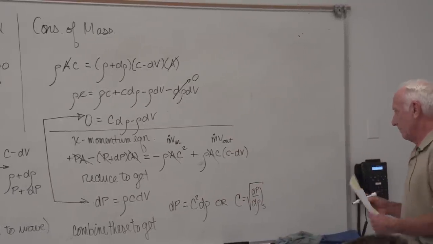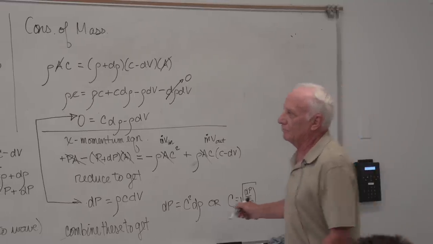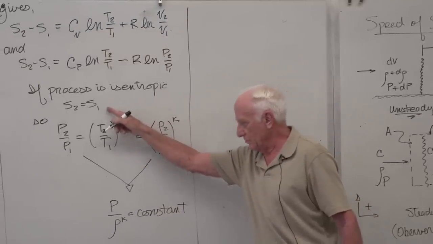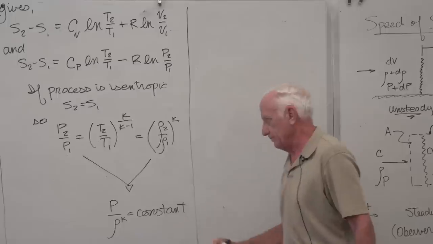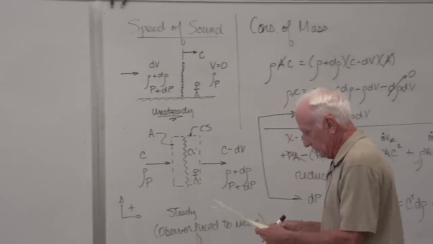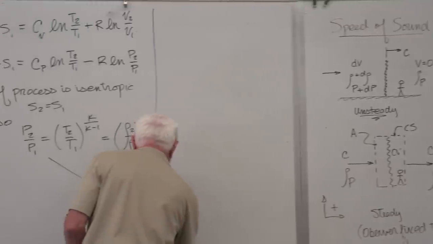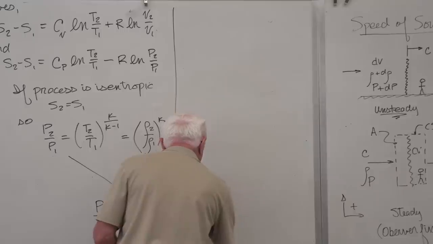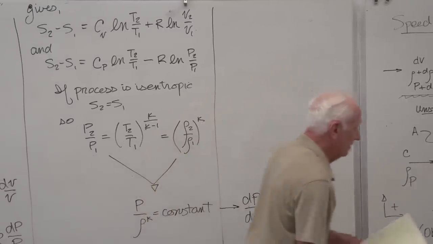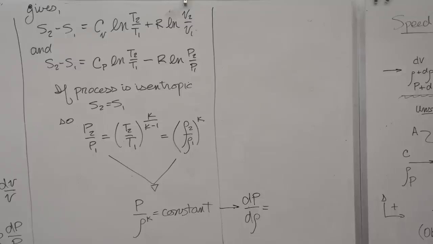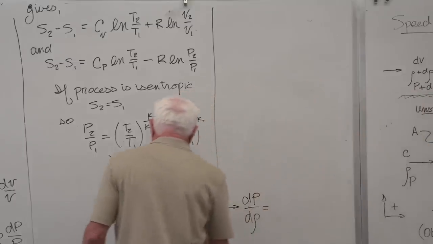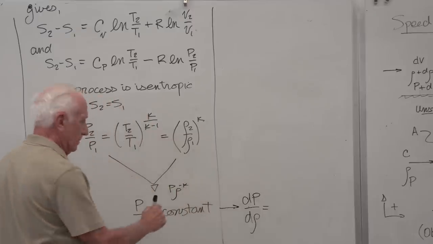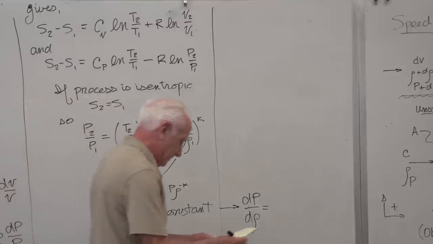Okay, so we put the S on there. Why? Because we're going to use this relation down here. If the process is isentropic, that's true, and we can do this. We can take this and say dP d rho, because that's what I need. This is P rho to the minus k. You differentiate that, you can do that.